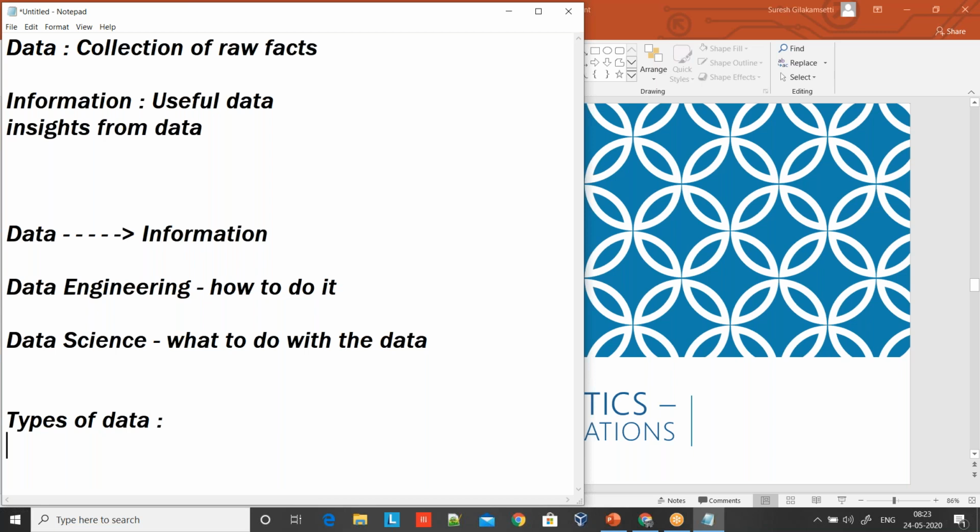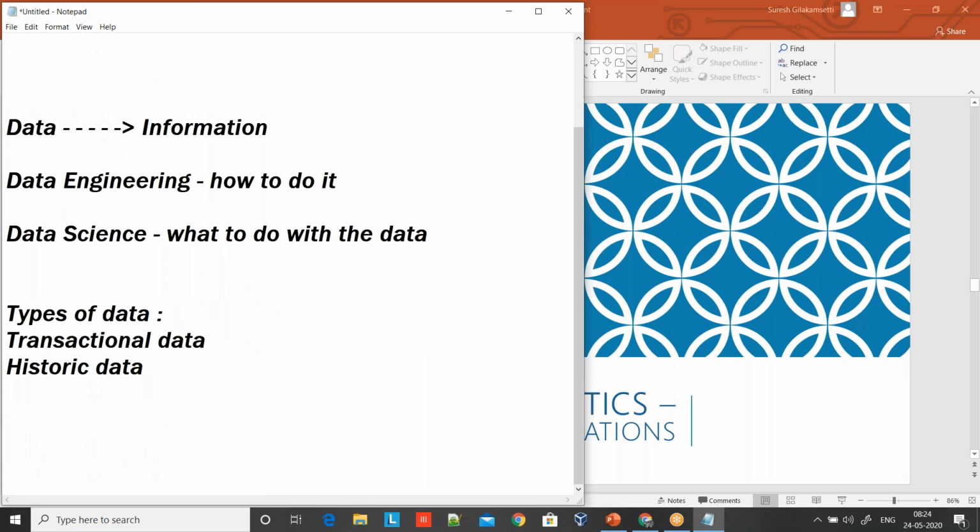Okay, so I would say there are a couple of classifications of data. One classification is on your type, like transactional data, and the second one is historic data. Okay, so now let me explain.